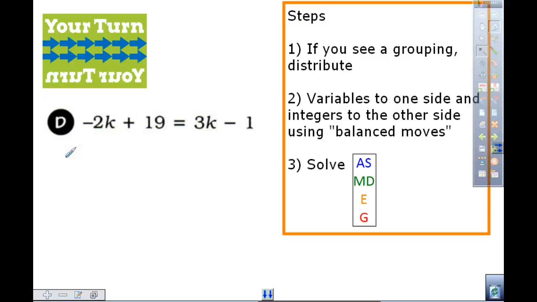Okay, moving on. Letter D, write it down. All right. Now, you guys start this one. And on the right-hand side, what do we need to do? 2K. 3K. On the right-hand side? Yep. So subtract 3K.